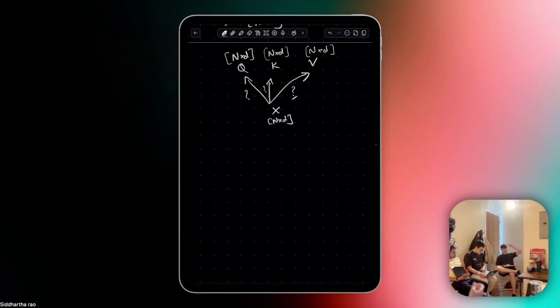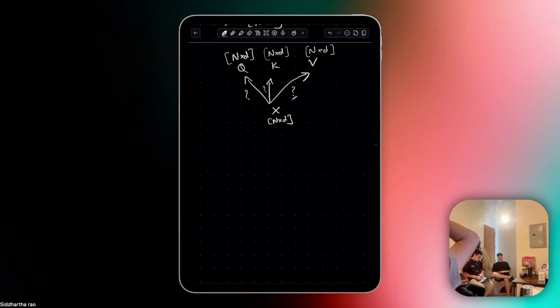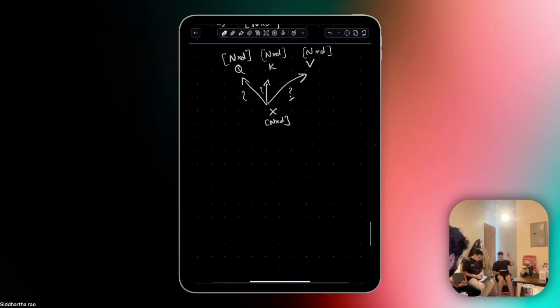So we are going from n by d to n by d. We have an n by d matrix, and we are transforming these d dimensions back to just d dimensions. So that weight matrix would be just d by d. Or d squared, right? Yeah, d by d.